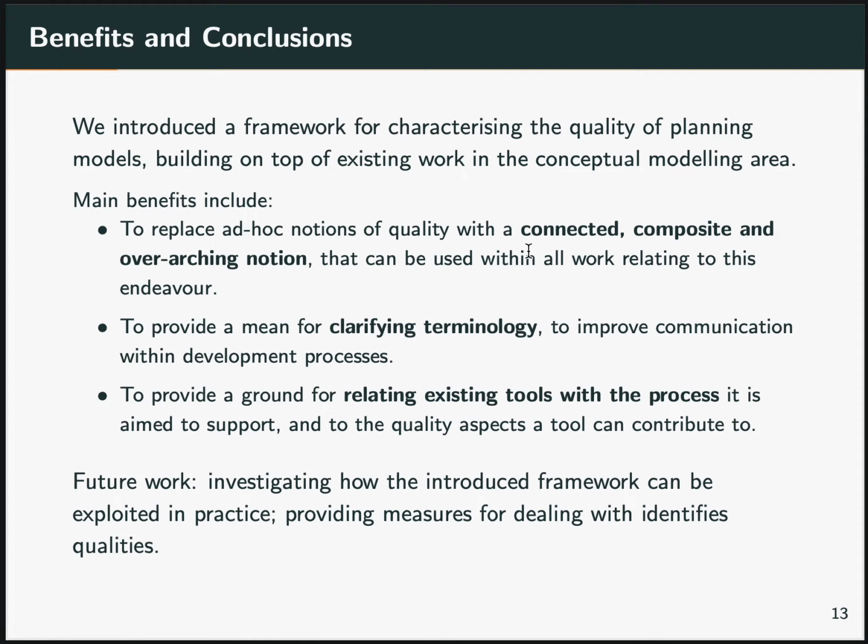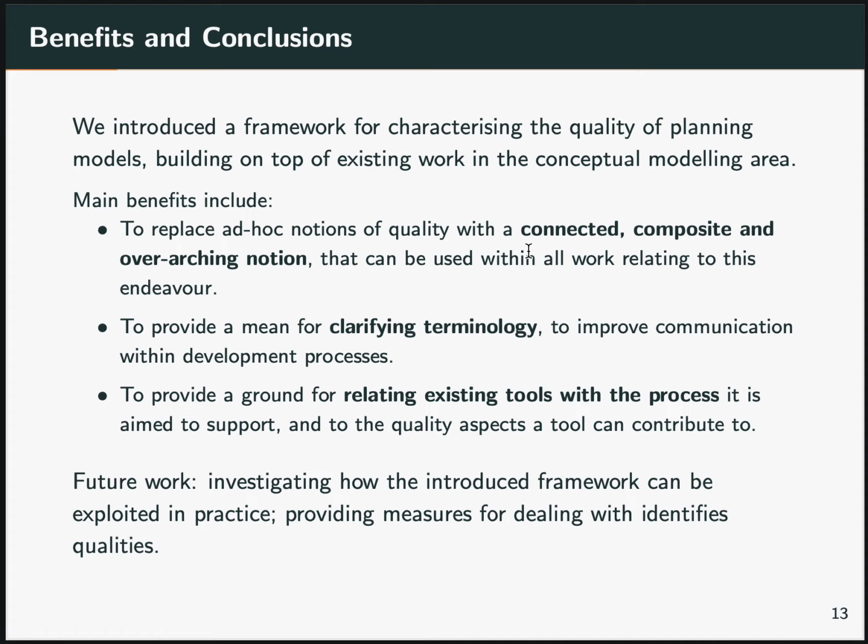And the main benefits of the framework include: we can replace ad hoc notions of quality with a connected, composite and overarching notion, which is covering all the aspects, processes and stakeholders which are involved in the knowledge engineering of a model. It provides a clarifying terminology, so we can have a sort of vocabulary that is shared and can be used by everyone for speaking about quality of models. And we provide a ground for relating existing tools with a process. This is done theoretically by the framework itself, but it's also done practically in the paper, so you can find additional information in there.